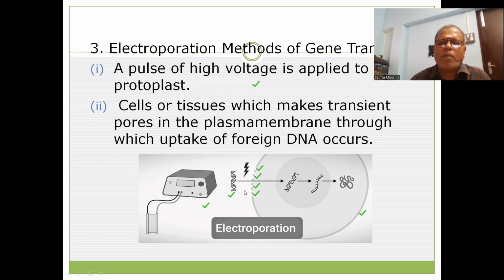And through these pores, the donor DNA enters the host, where they are fused to form a hybrid DNA, the recombinant DNA. It's another method.